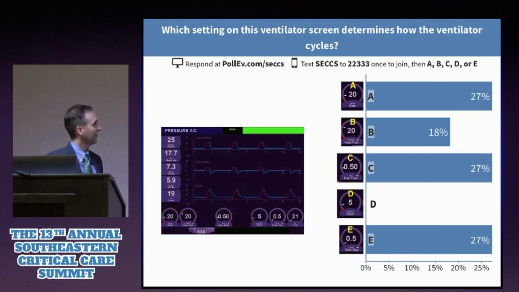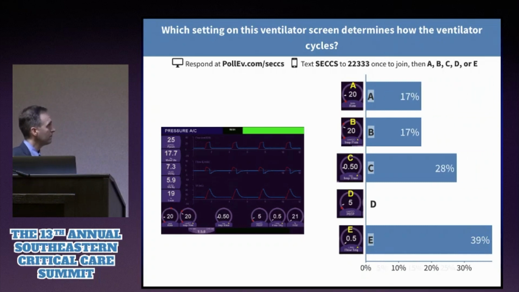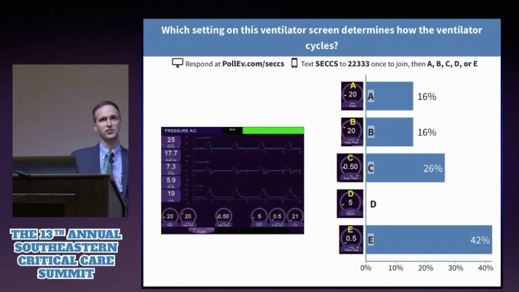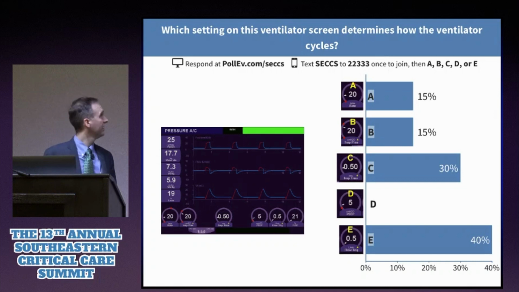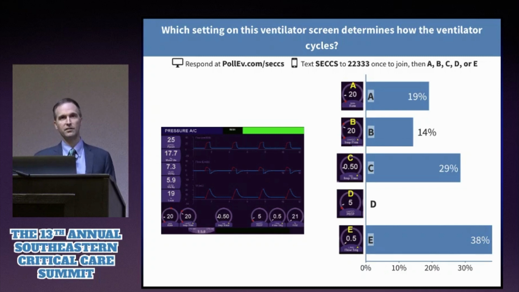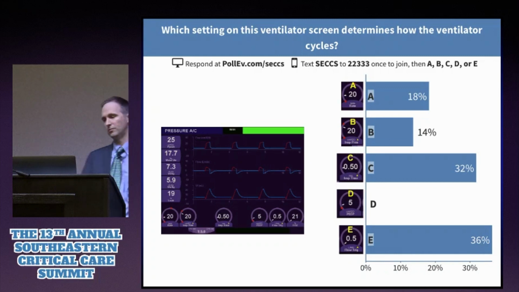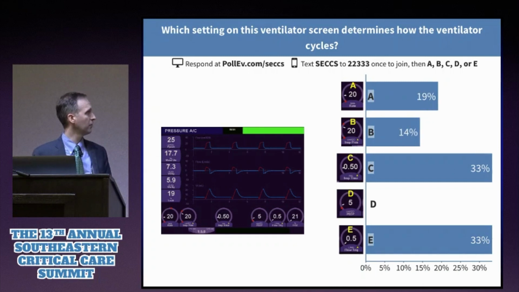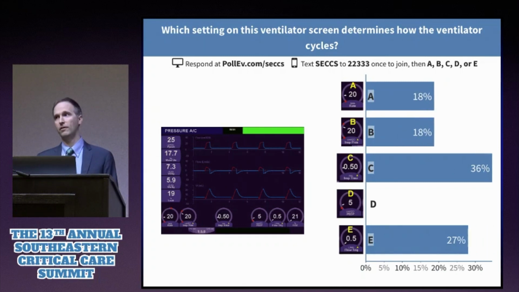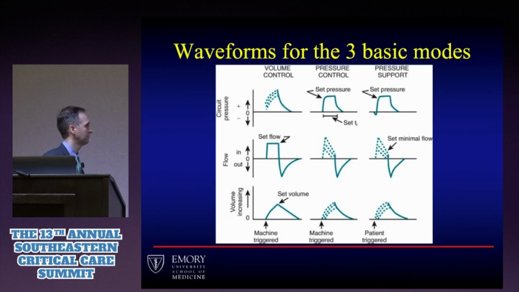So we've got a good smattering of answers there. The cycling is when the breath changes from the inspiratory phase to the expiratory phase. So the thing in pressure control that determines the cycling is the inspiratory time. And that's not the same setting that would be set on a volume control mode. Maybe most of us are used to volume control. So the correct answer on this one is C. Inspiratory time determines when the inspiratory phase is over, and the ventilator cycles to expiration.